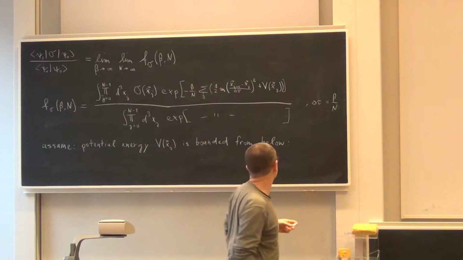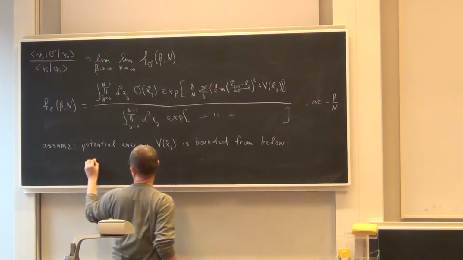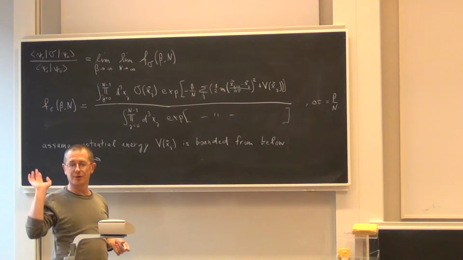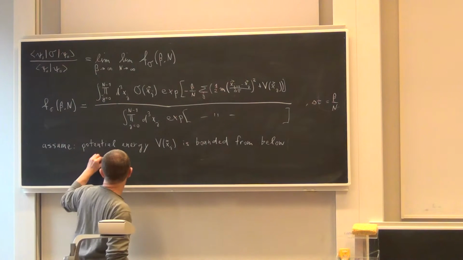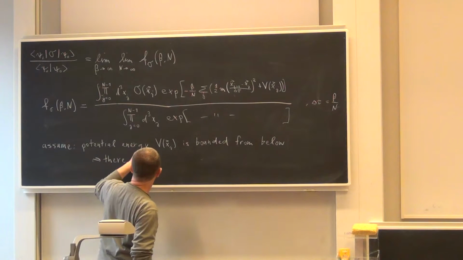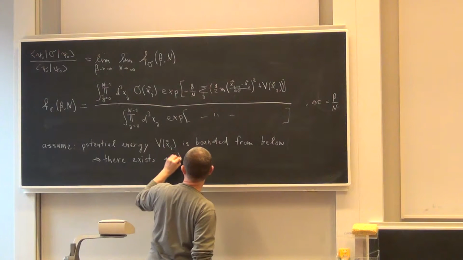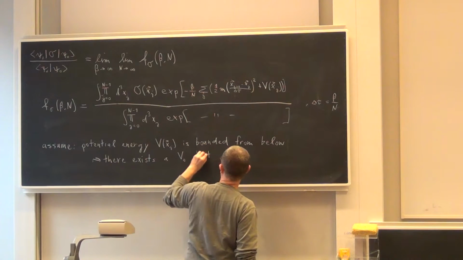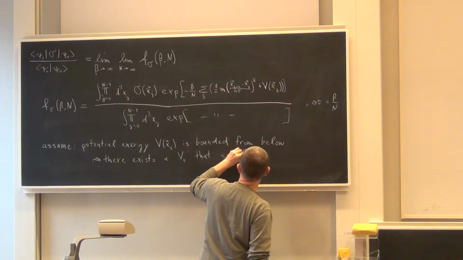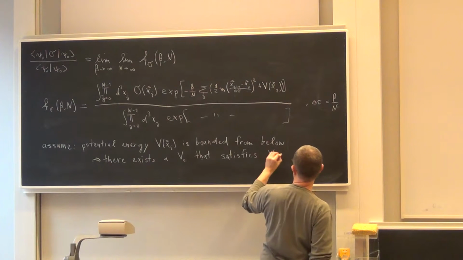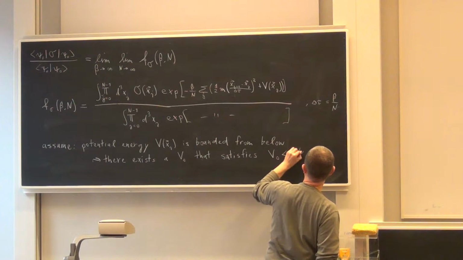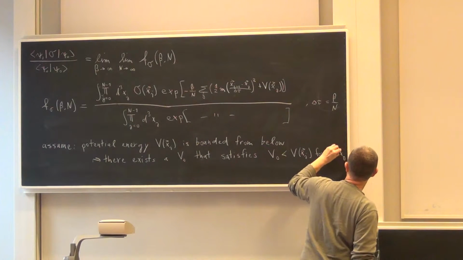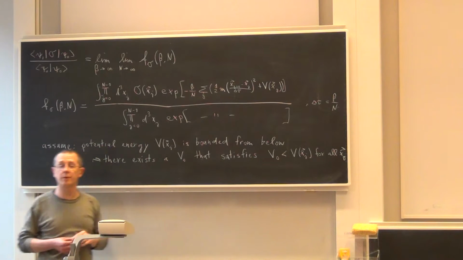Which means that there exists, bounded from below means there is a lower limit. Actually, it does not matter whether I know this limit. The only important thing is that I know there is one. So there exists an object which I call V0, which satisfies that V0 is smaller than V of xj for all spatial coordinates. Okay? This means bounded from below.